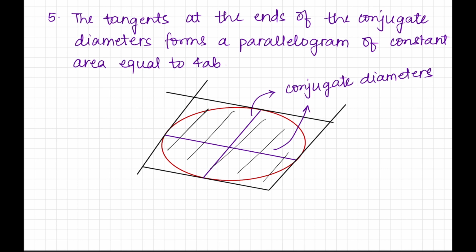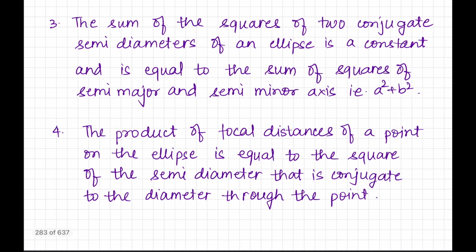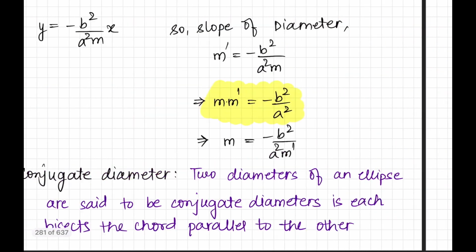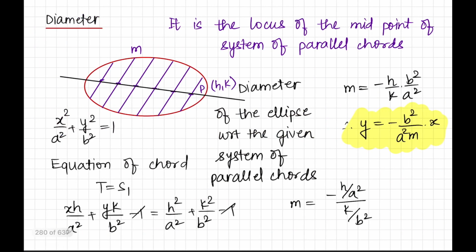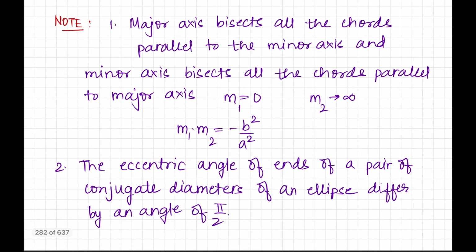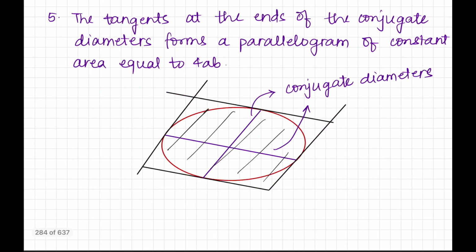So that is the important point regarding diameters and conjugate diameters in case of an ellipse. I hope you understood this topic well. Go through the lecture once again. If you have any difficulty, note down all these 5 important points and we will remember them. So that is all that we have in this video, students.